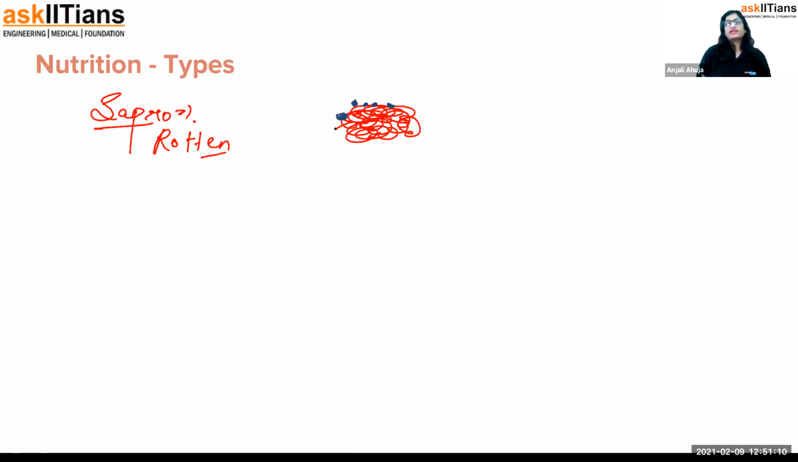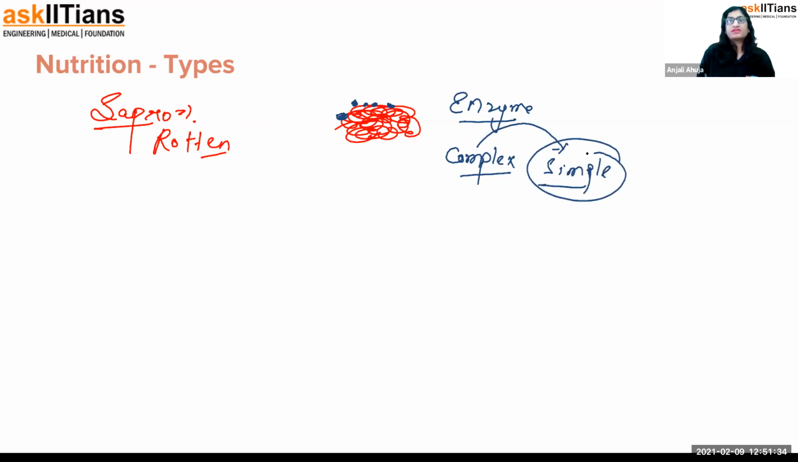So these microorganisms, what do they do? They will release enzymes externally. We call it an extracellular enzyme, which is getting out of the body. And this is going to convert the complex material into a simple form. For them, this is a food material, and that simple form is the one which is absorbed by them. This is how digestion happens. Saprophytic, phyte means to eat.